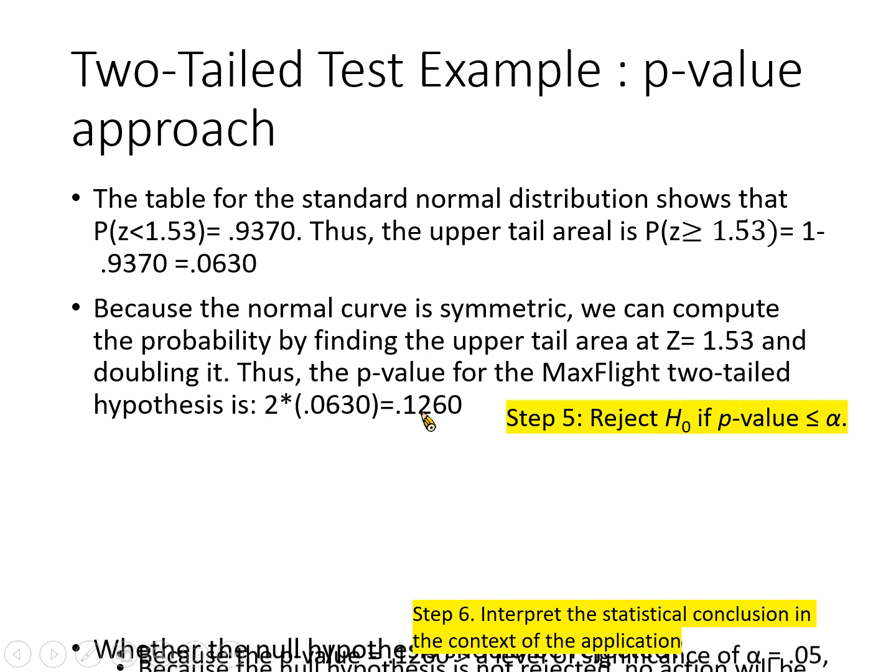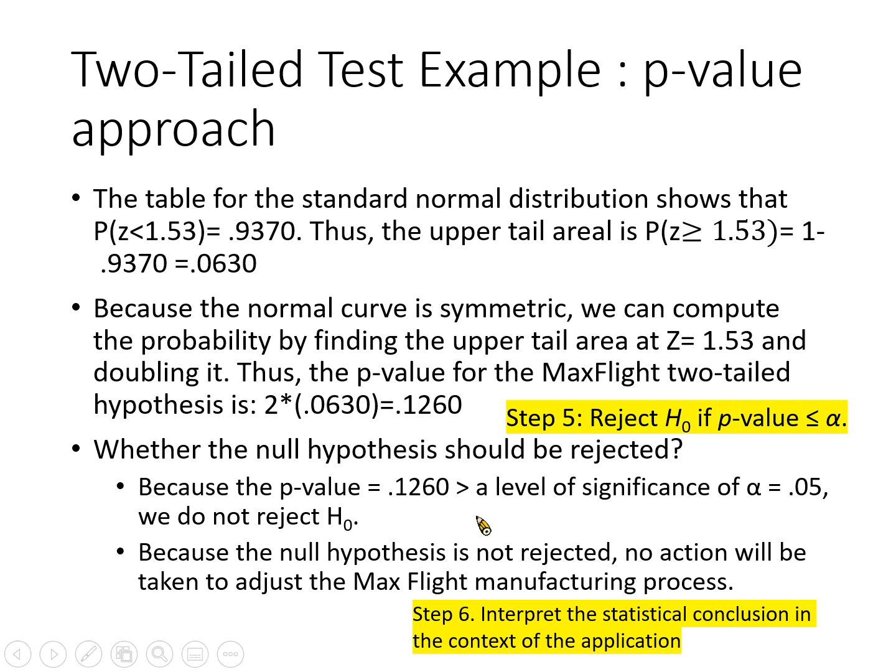Then you have to think about the alpha. Here you will find the alpha is 0.05 and your p-value is larger than it, so you do not reject the null hypothesis. So finally, you can make a conclusion for your audience, that is, the manufacturing process should not be adjusted. So this is the p-value approach for you to do the hypothesis test.